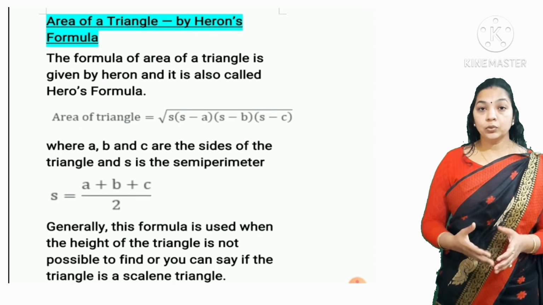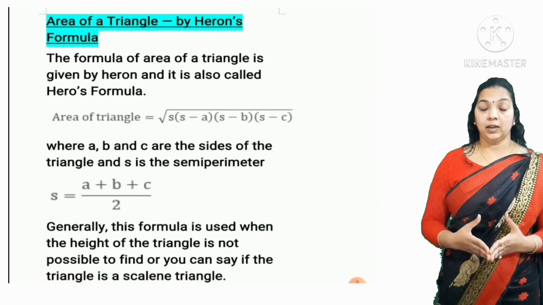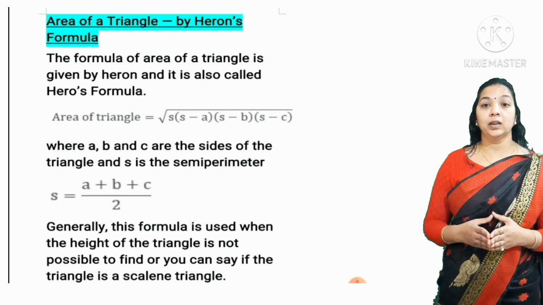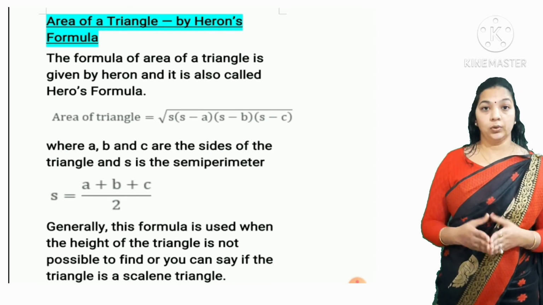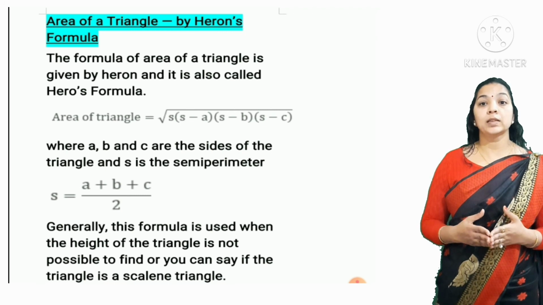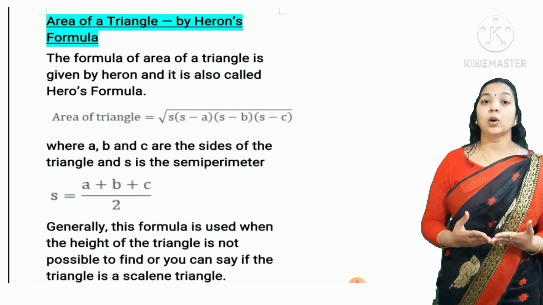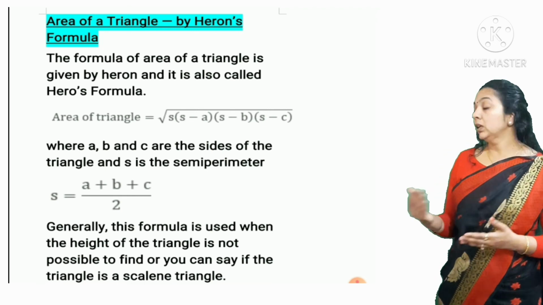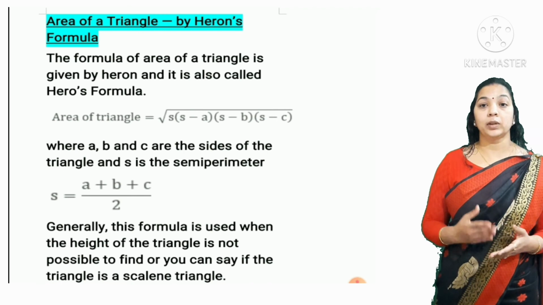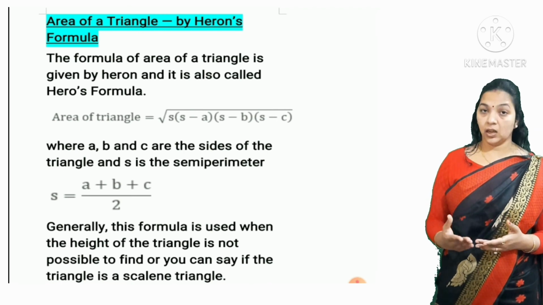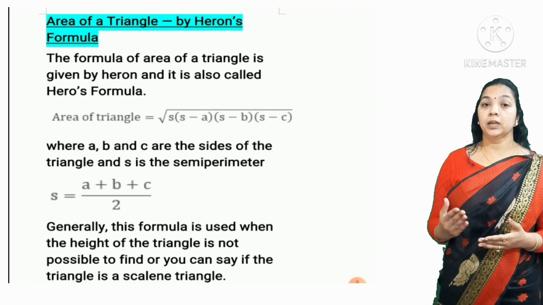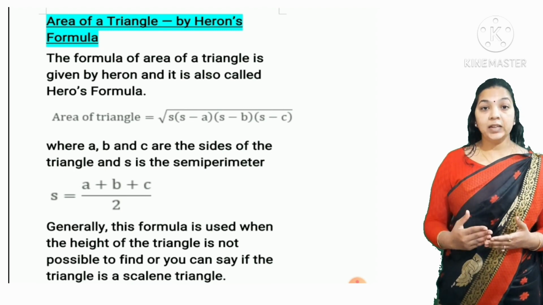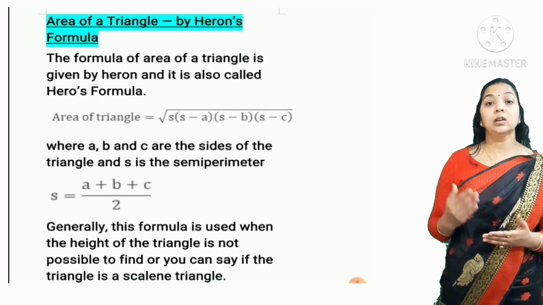Now, how to calculate the area of a triangle by Heron's formula. The formula for the area of a triangle was given by Heron. That's why it is known as Heron's formula, named after the mathematician who discovered it. So, area of triangle is equal to under root S multiplied by S minus A multiplied by S minus B multiplied by S minus C, where A, B, C are the sides of the triangle and S is the semi-perimeter.